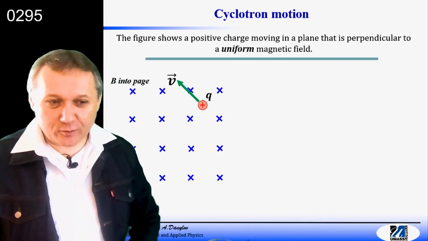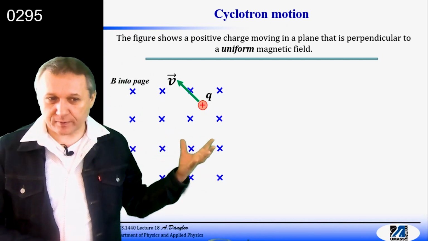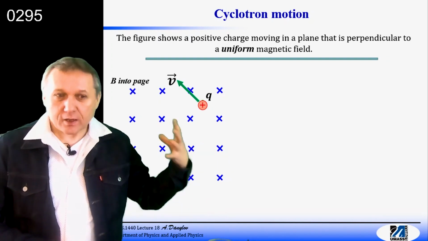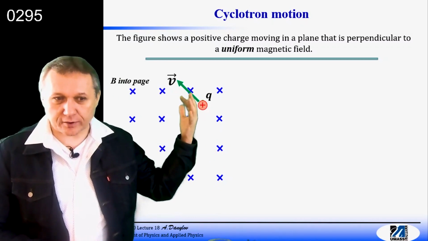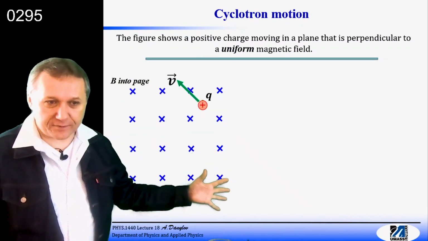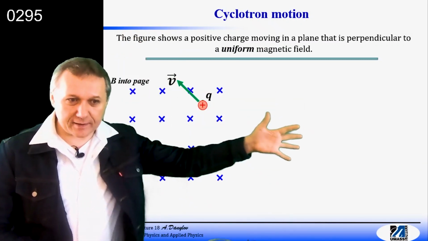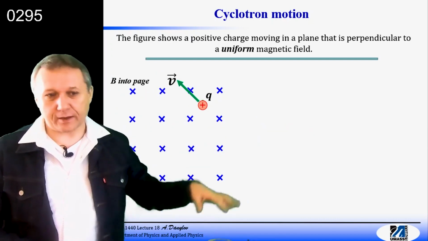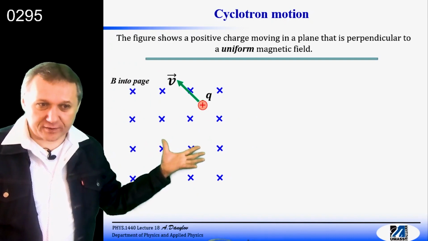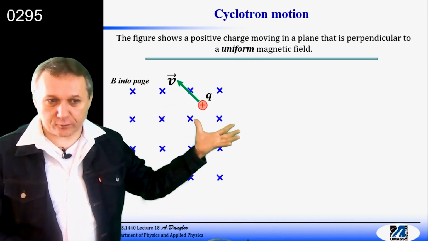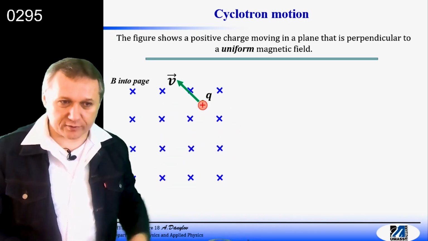So in order to understand what happens, of course, we first need to realize what the direction of the magnetic force is. Because the magnetic force is going to change the trajectory of this particle. If we did not have a magnetic field, this charge would just fly along a straight line with the same velocity forever and ever, according to Newton's first law. But now we have a magnetic field, so it is going to experience a magnetic force. What's the direction of the magnetic force, which is going to change the trajectory of this particle?